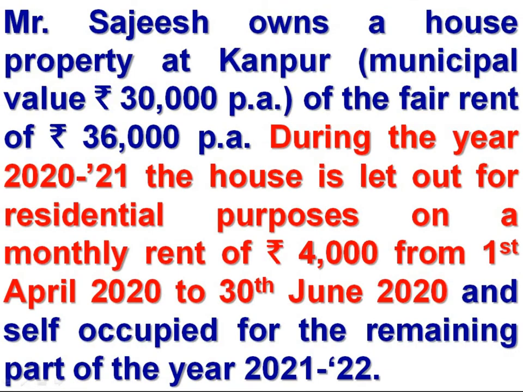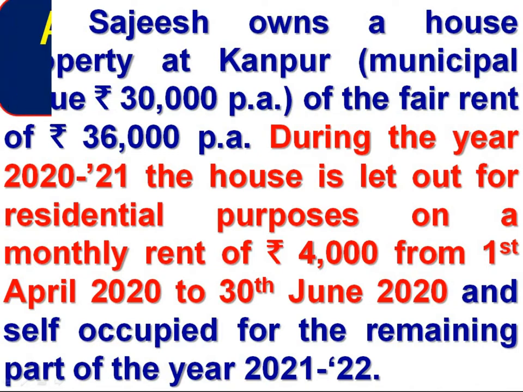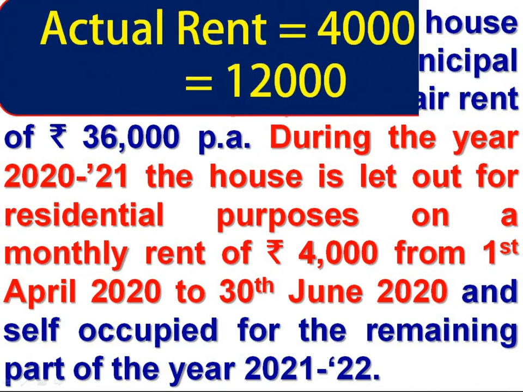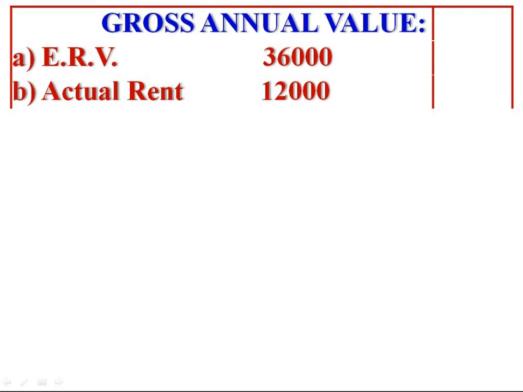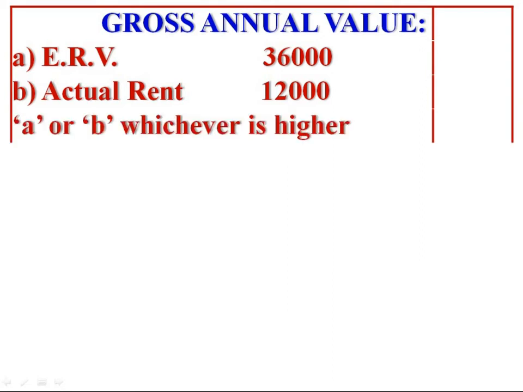We are given that for the months of April, May, June, for 3 months, it was let out at 4,000 per month. Therefore, actual rent during the previous year is 4,000 into 3, April, May, June, Rs 12,000. B clause, actual rent Rs 12,000. A or B, whichever is higher, that is Rs 36,000, being gross annual value.